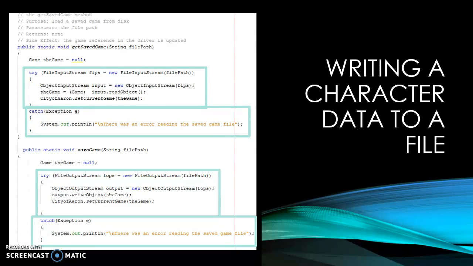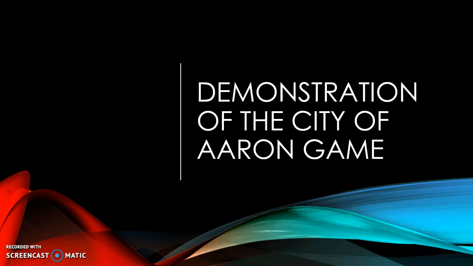The purpose for these methods is to save a game to a disk and load a game from a disk. When loading a saved game from a disk, the file path is inputted. When saving a game to a disk, the file path is outputted.